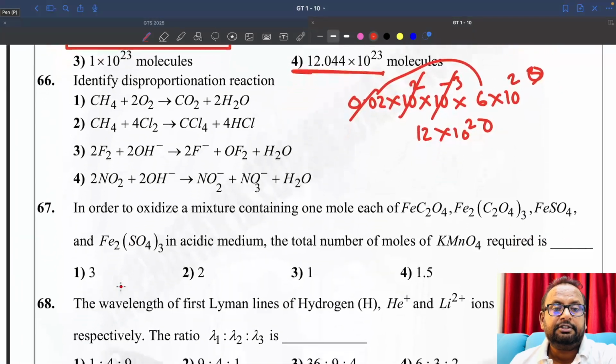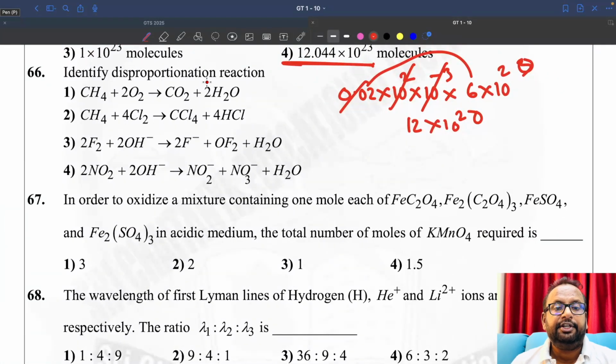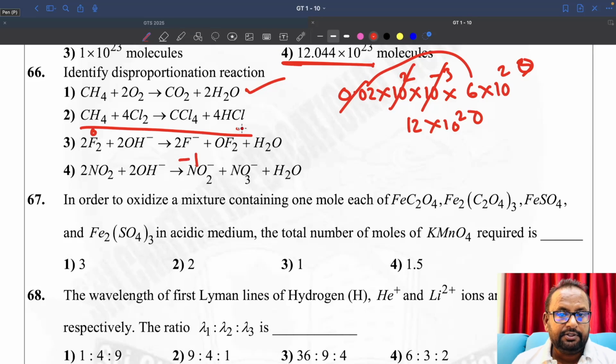Next, 66th question. Identify the disproportionation reaction. So this is only an oxidation, redox reaction. The same element is present in only one compound. So we have to check this one. Oxygen is in zero oxidation state, -1, -1. This is not it, this is not it, this is not it. So the option left is this one. In this, nitrogen's oxidation number is +4. The same element has been oxidized to +5 and reduced to +3. So the disproportionation reaction is the last reaction.